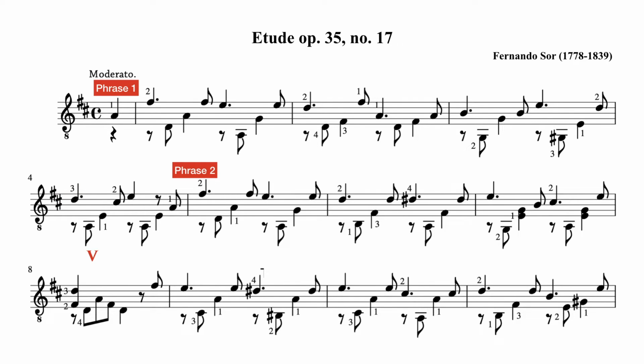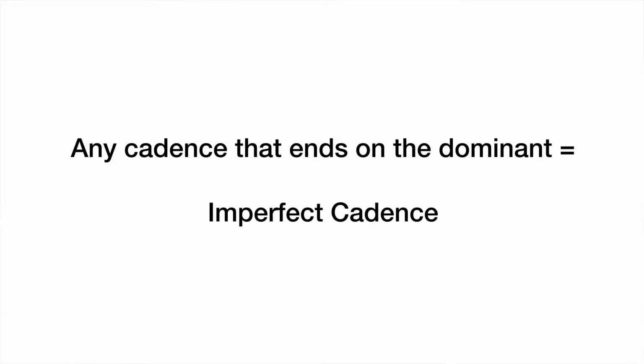This type of cadence, that is a cadence ending on the dominant, the 5 chord, is called an imperfect cadence. You might hear it referred to as a half cadence, but for the purposes of your ATAR exam you should call it imperfect. Any cadence that ends on the dominant is called an imperfect cadence.